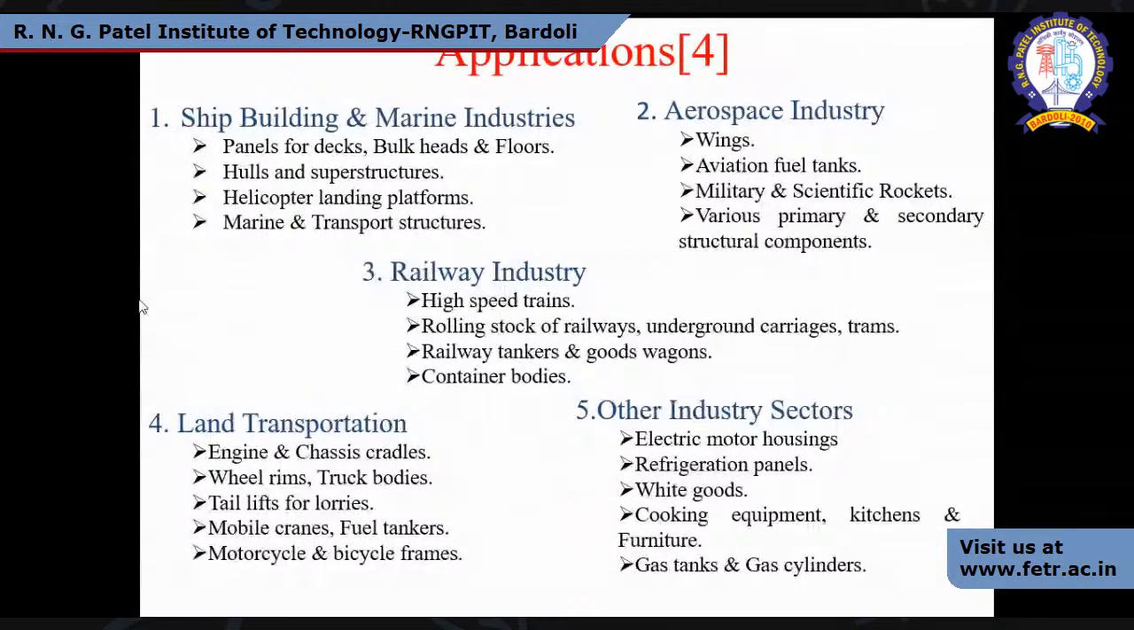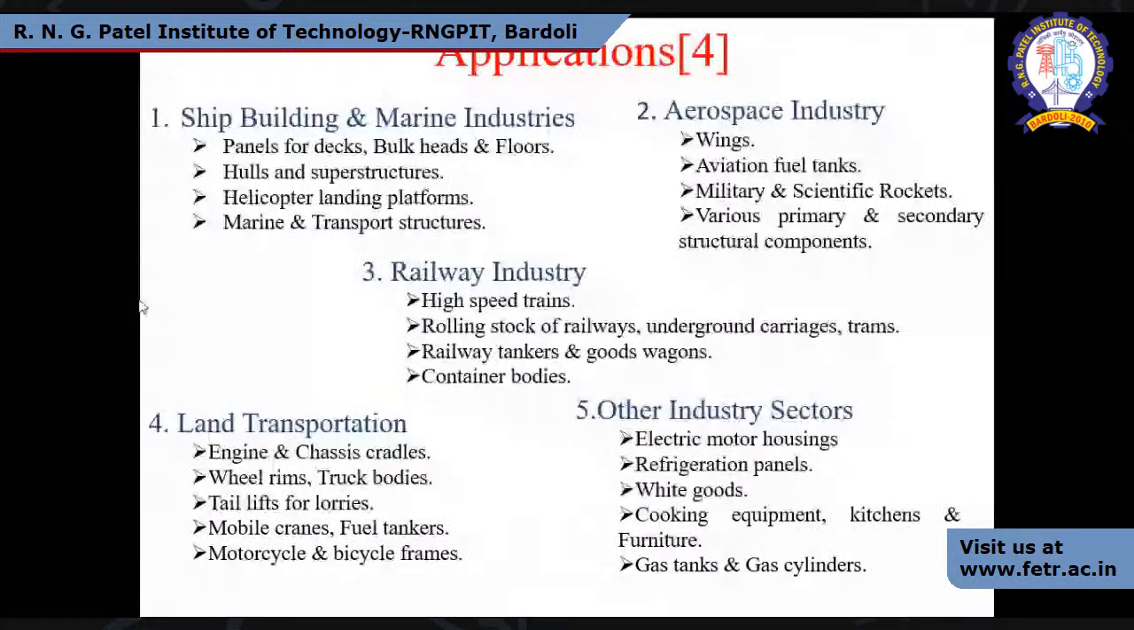Friction stir welding is used mainly in the shipbuilding and marine industry. Basically, aluminium 2000 series and 7000 series are used in shipbuilding and marine industry applications. The second application is the aerospace industry, where basically the aluminium 6000 series is used. Shipbuilding and marine relate to immersed FSW, meaning underwater friction stir welding processes, whereas in the aerospace industry we conduct the air FSW process.